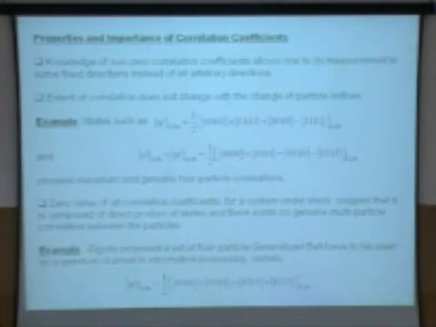Coming on to the properties of the correlation coefficients that we have proposed, the extent of correlation does not change with the change of particle indices. For example, if you take these 2 states, which are cluster states basically, psi 1, 2, 3, 4 and psi 5, 1, 2, 3, 4, the latter could be obtained from psi 1, 2, 3, 4 by changing the particle indices here from 1, 2 to 2, 1. So these 2 states possess 4 non-zero correlation coefficients which are maximum.